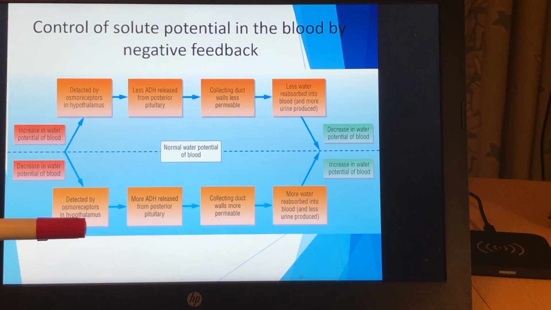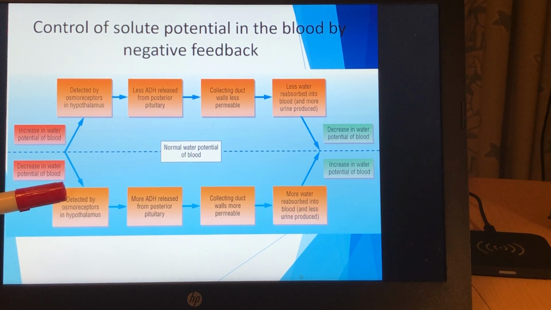On the other hand, what we started off thinking about was you're lying outside, a hot sunny day, you're sweating, or you're running 1,500 metres in sports day, or you've eaten a very salty meal, something like that. Your water potential or the solute potential of your blood's going to drop.